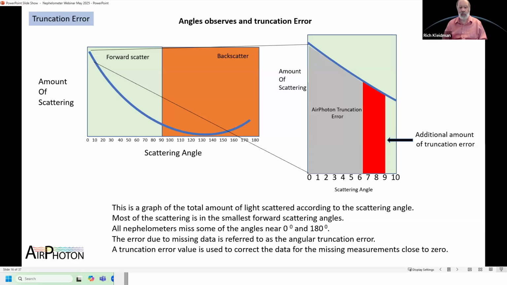And then there are different kinds of nephelometers. I'm not going to talk about those today, but there's something called a polar nephelometer, which is looking at individual angles, and those can typically get down to a lower angular number. So ours gets down to an angle of 5 degrees.